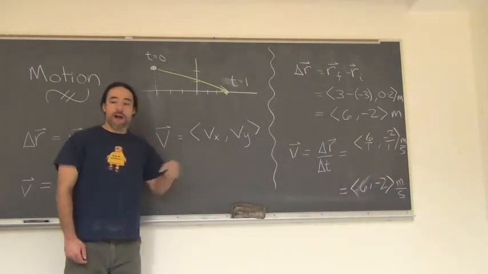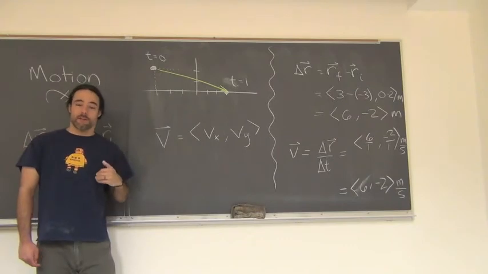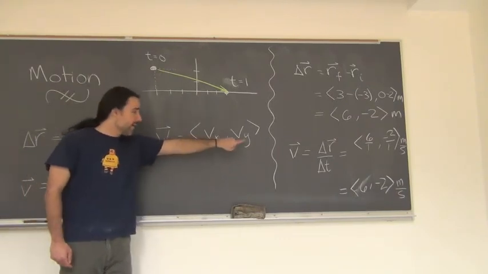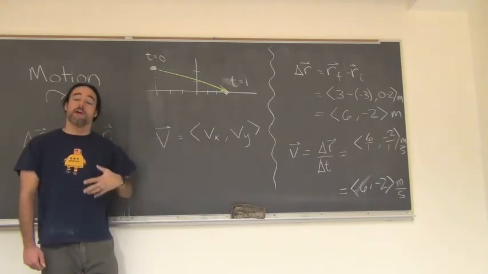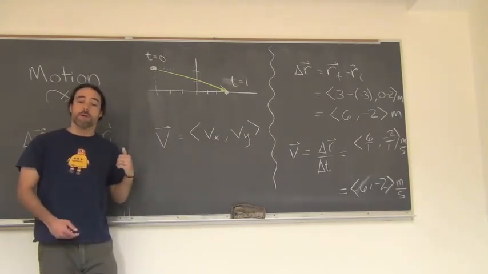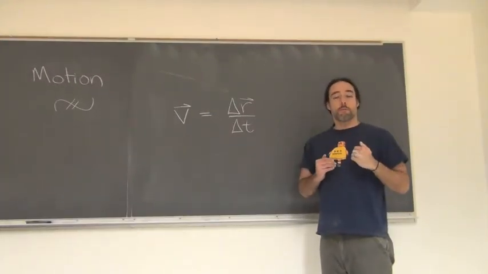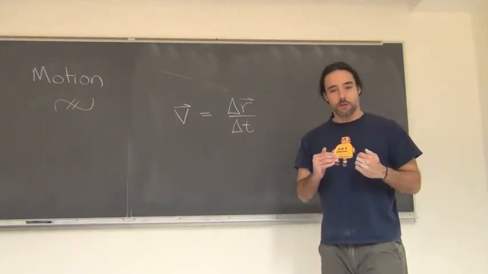But my x and y velocities are completely independent of each other. I have a velocity in the x direction that doesn't at all affect the velocity in the y direction. This is a point we're going to be exploring a bit more as we talk about motion. One more important point that I should mention about motion.